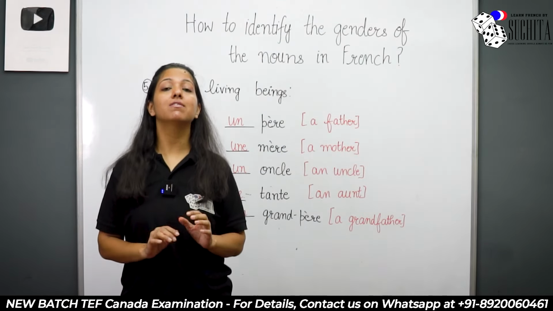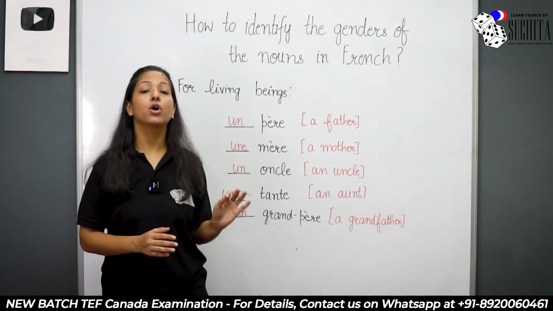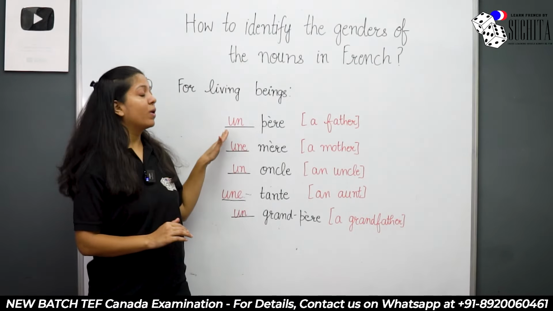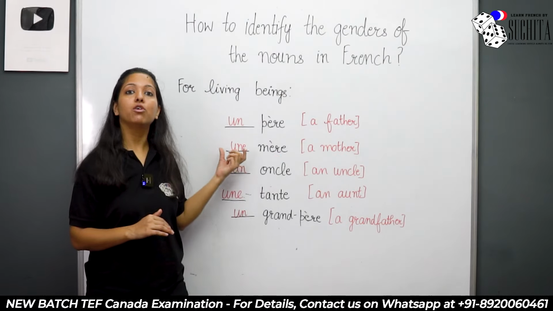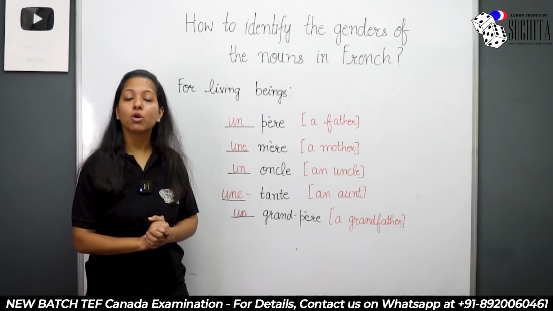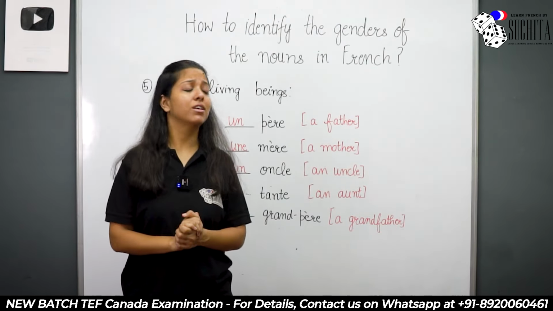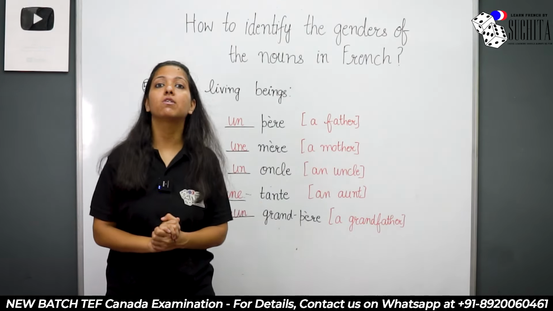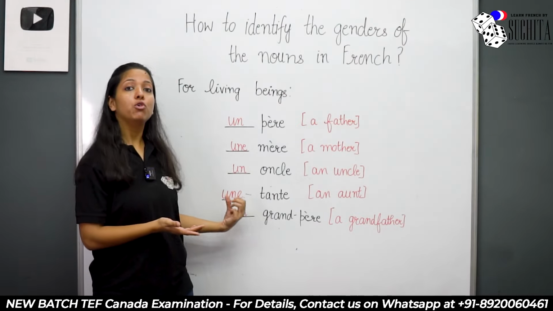So for living beings, you always see, for example, the first word is a father, un père. So father is masculine. That's why you put un père. Whereas mother is feminine. So you say une mère. The next one being un oncle. Oncle means uncle. Now uncle is masculine or feminine? That's masculine. The next one being une tante. Une tante, which means an aunt. Now aunt will always be feminine, that's why this is une tante.